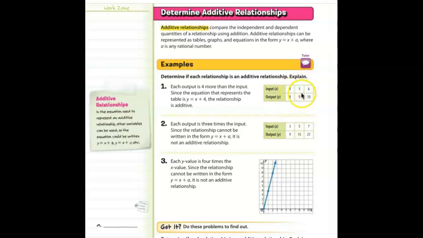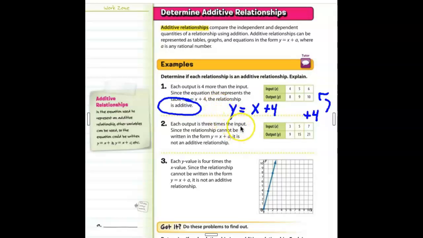So we always look at the next relationship. If you have 5 and you have 9, is 2 times 5 going to equal 9? Answer that question, yes or no. No, and 6 times 2 doesn't equal 10 either, but 5 plus 4 equals 9, and 6 plus 4 equals 10. So in this case, the rule is plus 4. 4 plus 4 is 8, 5 plus 4 is 9. So the value of y depends on x plus the number 4, that would be the equation. This is definitely additive and not multiplicative.